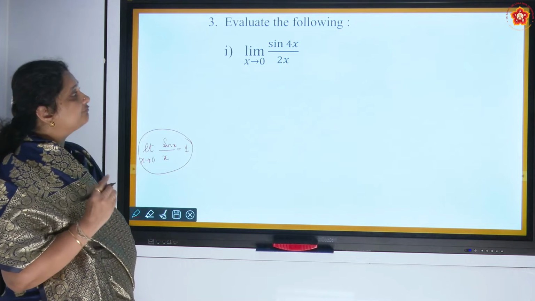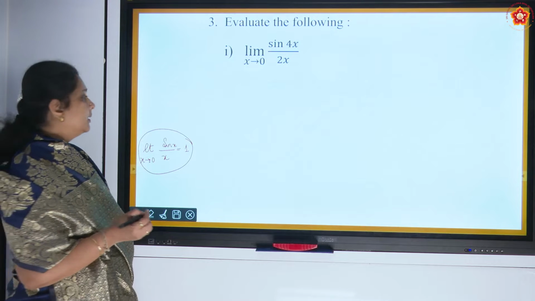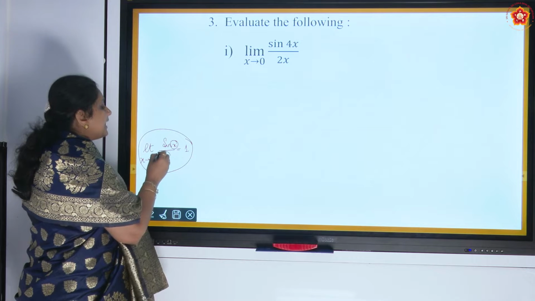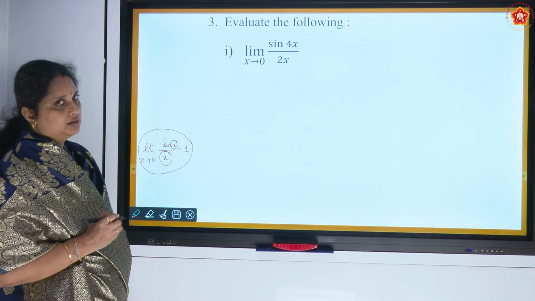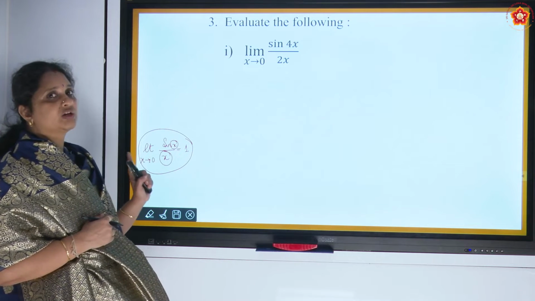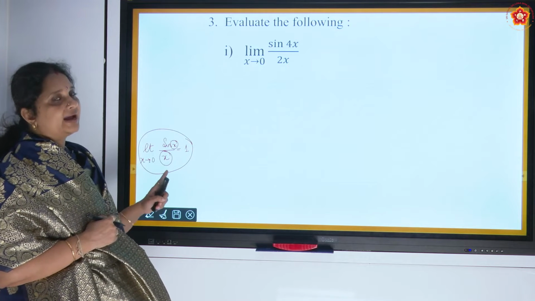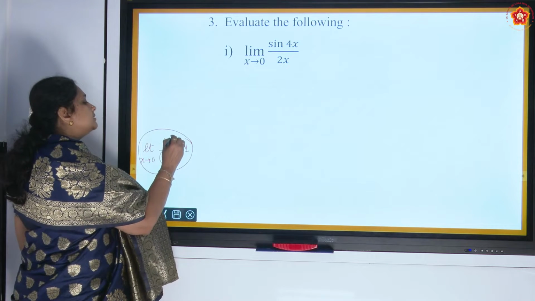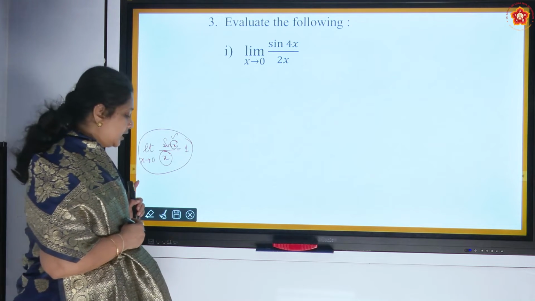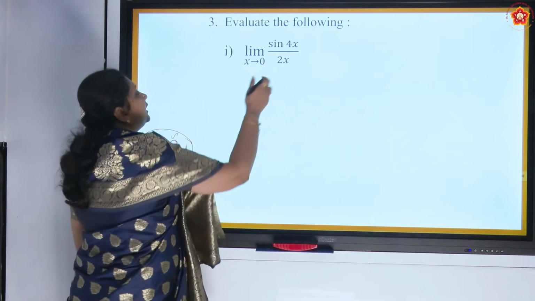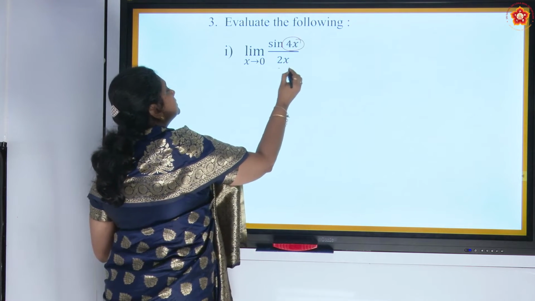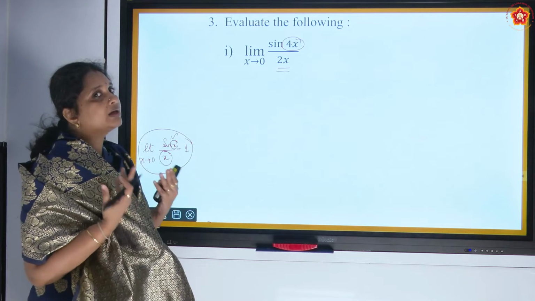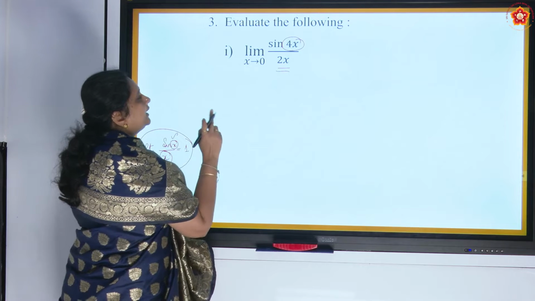Here I have sine 4x by 2x, but it says sine x by x. So whatever angle comes here, the same angle value should be on the denominator. Okay, so these formulas are involving trigonometric ratios. The angles are given in radian form. Please remember, these are not degree measures, these are radian measures. Now I have the angle value 4x here, then the denominator should also be 4x. But here I have 2x. So how do I convert it into 4x? I need another 2 there.